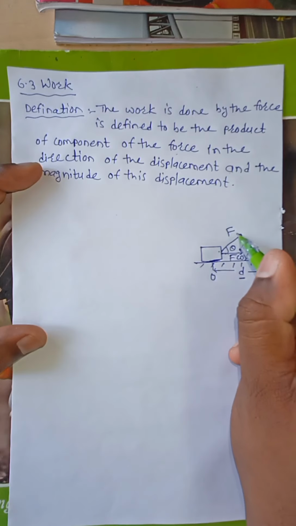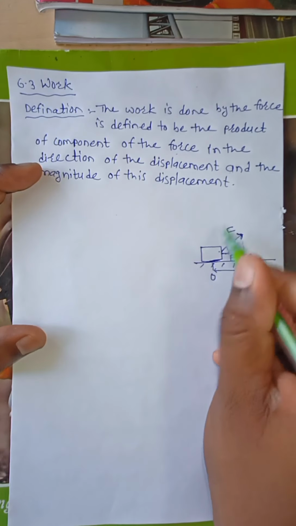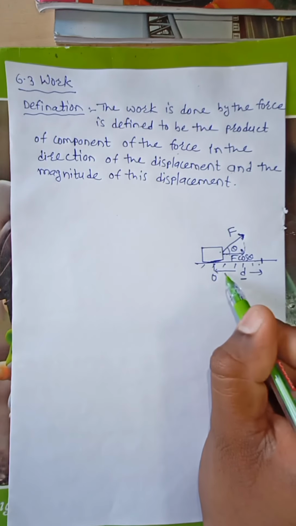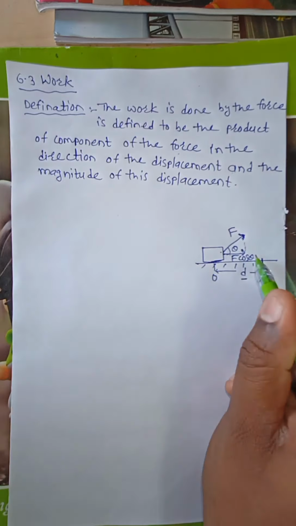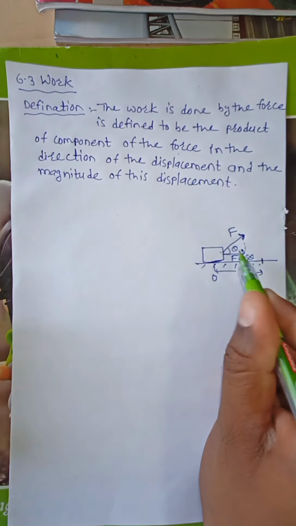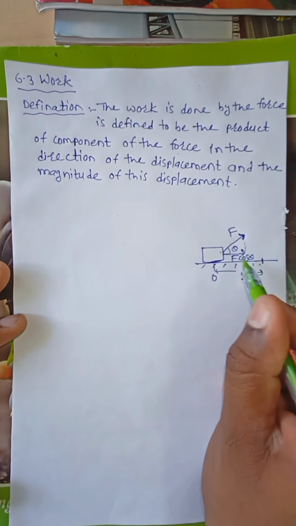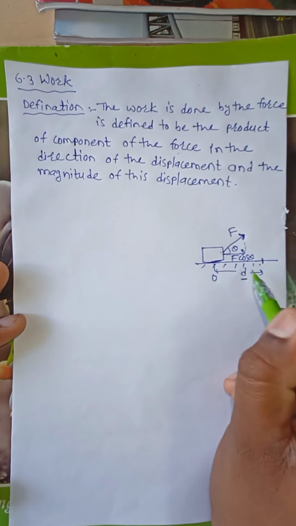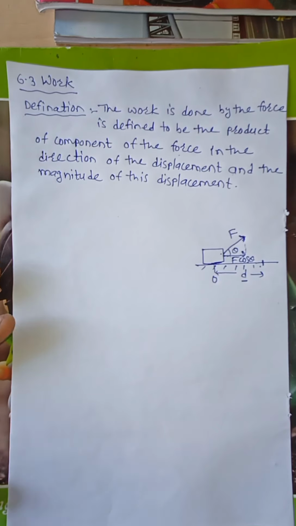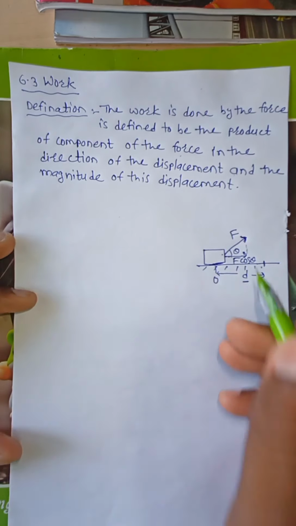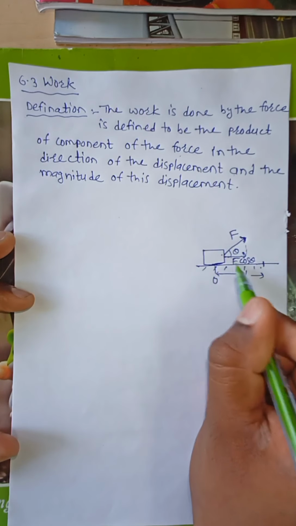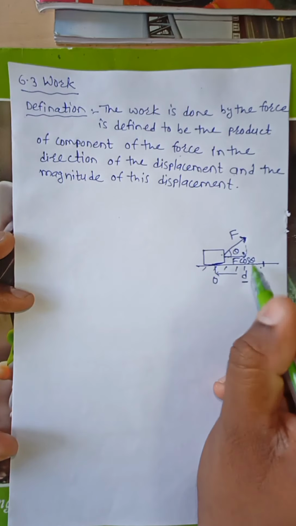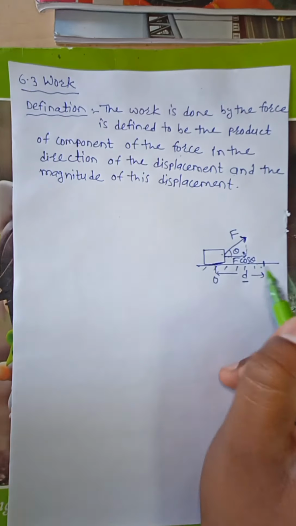You apply a force in that direction, then you take the component of force along the displacement. The displacement direction is this direction. You take the component of force along the displacement, and the product of that component and the displacement is known as the work done. Work done is nothing but f cos theta and the displacement, their product.